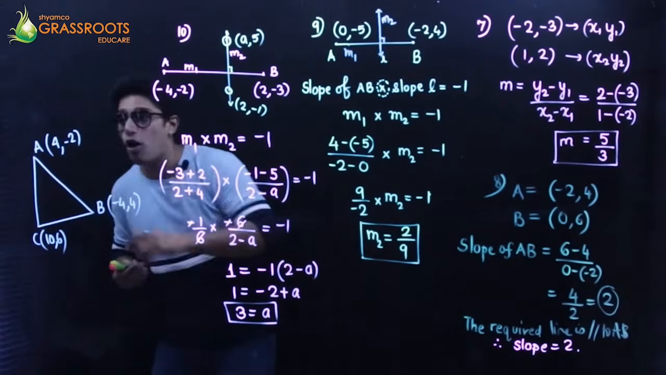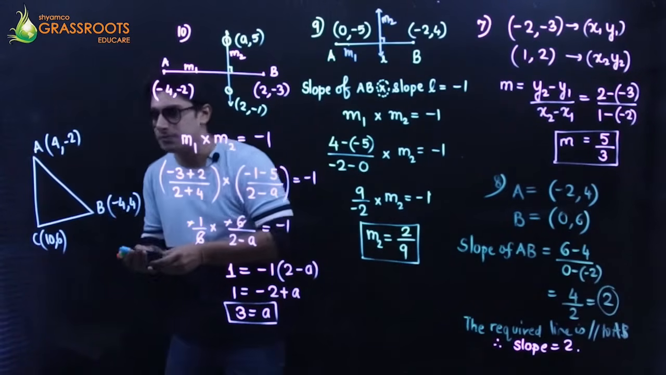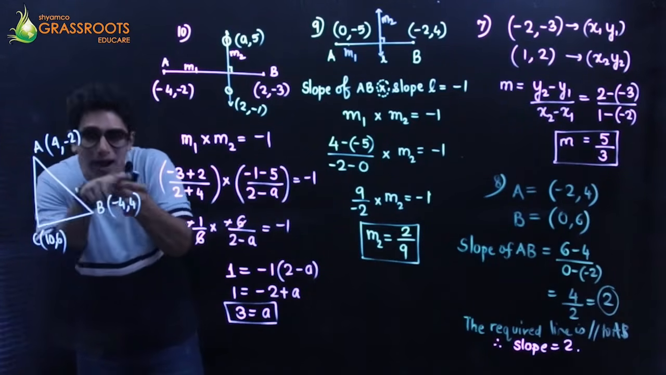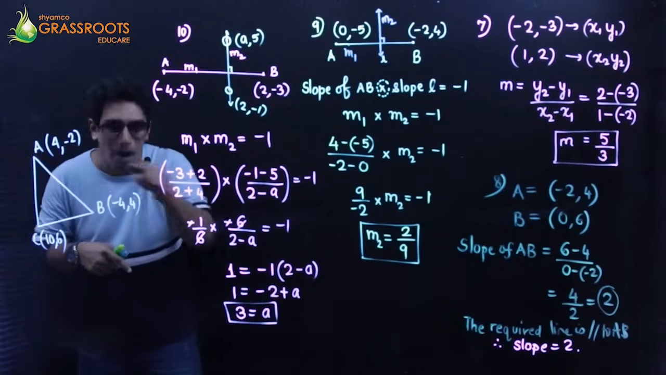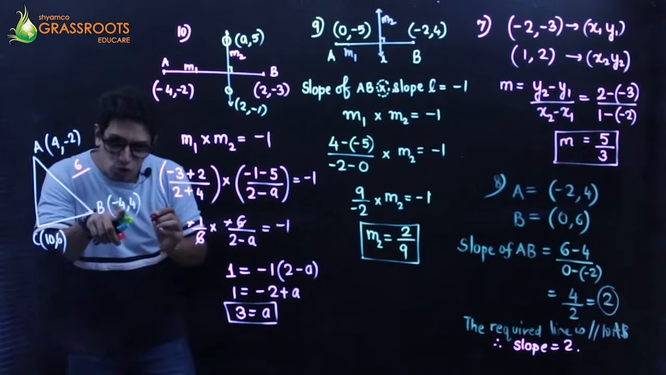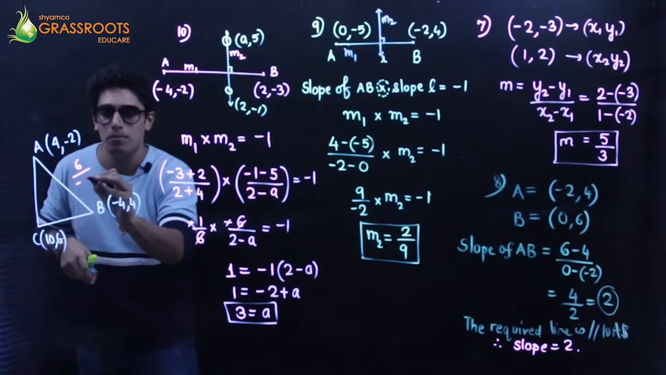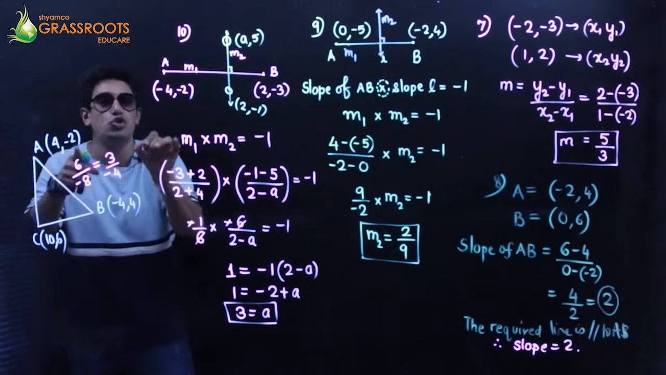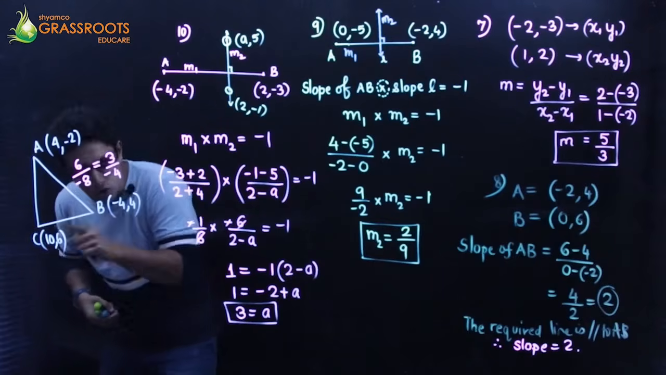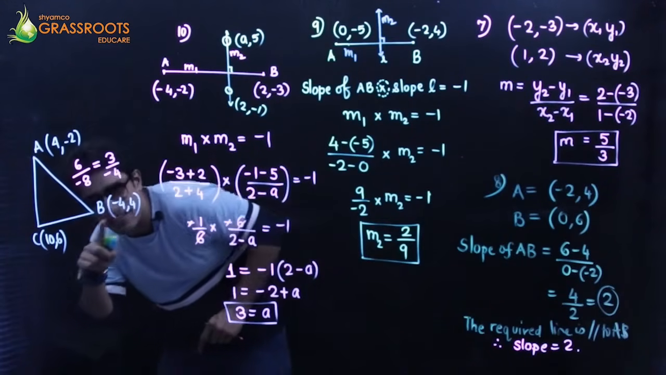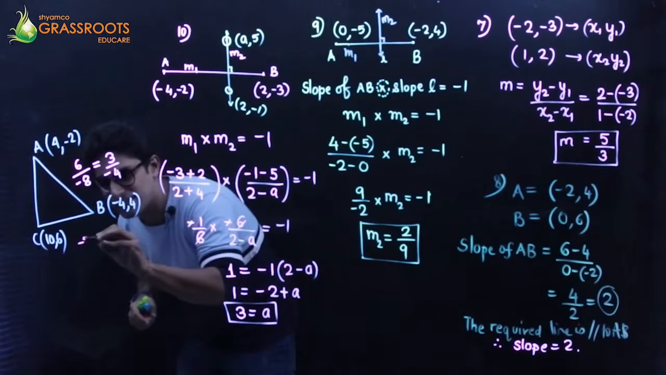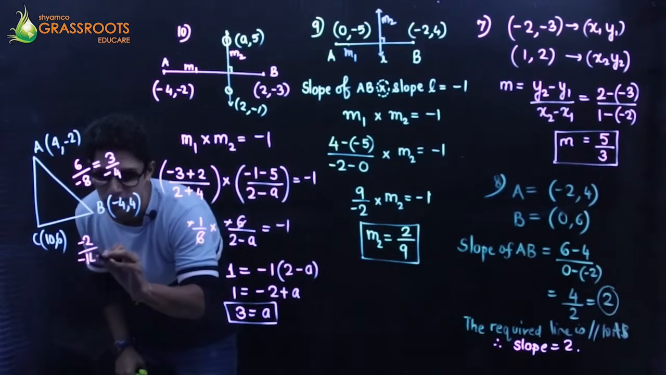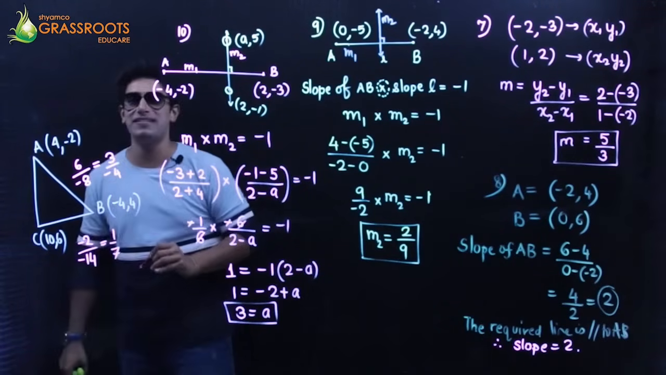Let's find the slope of all three of them. First, the slope of AB: y2 minus y1, 4 minus of minus 2, that's 4 plus 2, 6, upon x2 minus x1, minus 4 minus 8. If you reduce, minus 3 upon 4 is the slope of AB. BC slope: y2 minus y1, 4 minus 6 is minus 2, upon minus 4 minus 10, that's minus 14. Reduce it, the answer is 1 by 7.